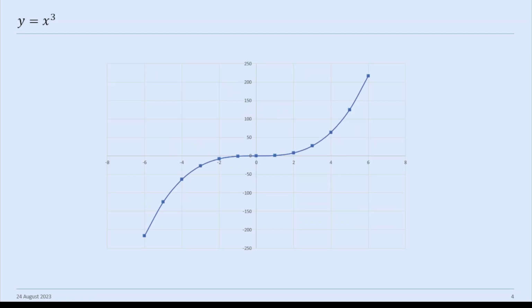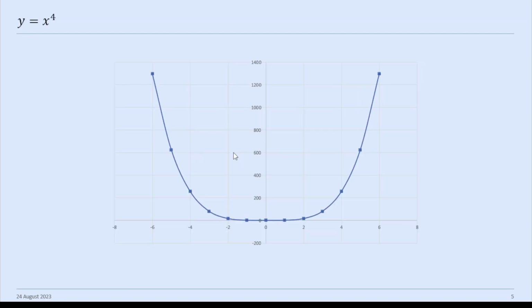This is y equals x cubed. This is the most simple cubic, and it goes bottom left to top right, and it has a kind of flat bit in the middle which we call a point of inflection as it goes through the origin. This is y equals x to the 4, which is similar to y equals x squared, but it sort of has a flat bottom. It also has higher values. It's going up to like 1200.